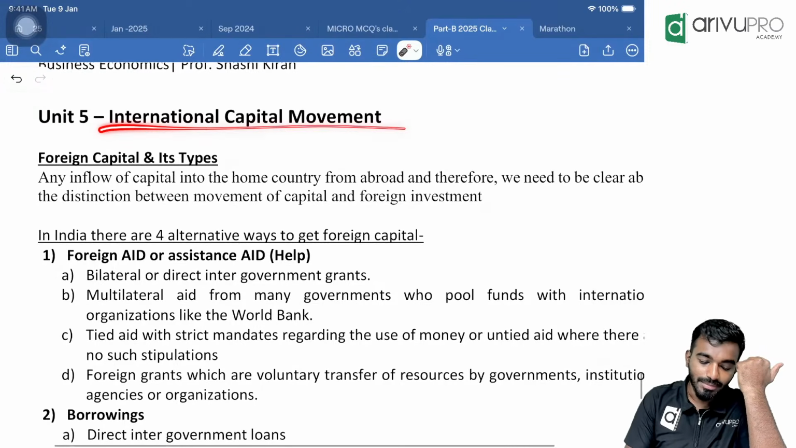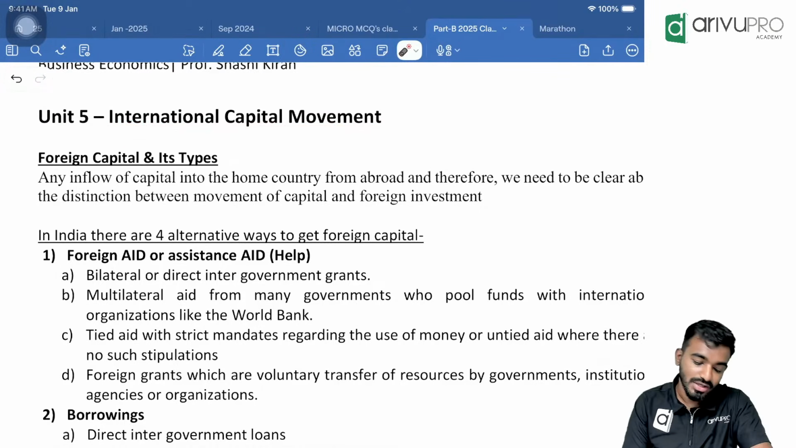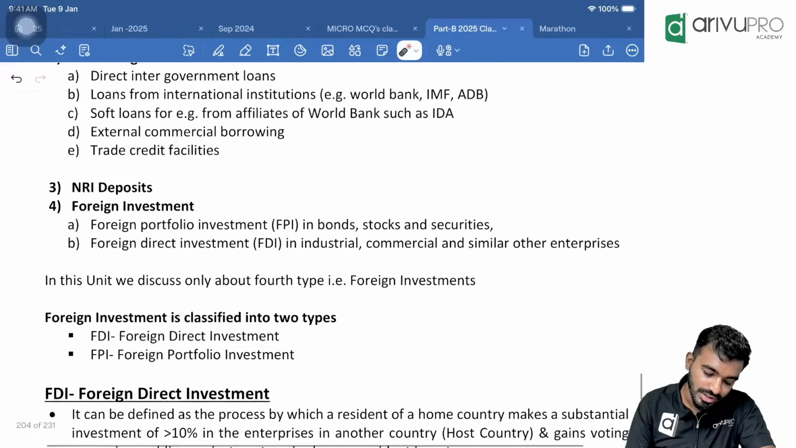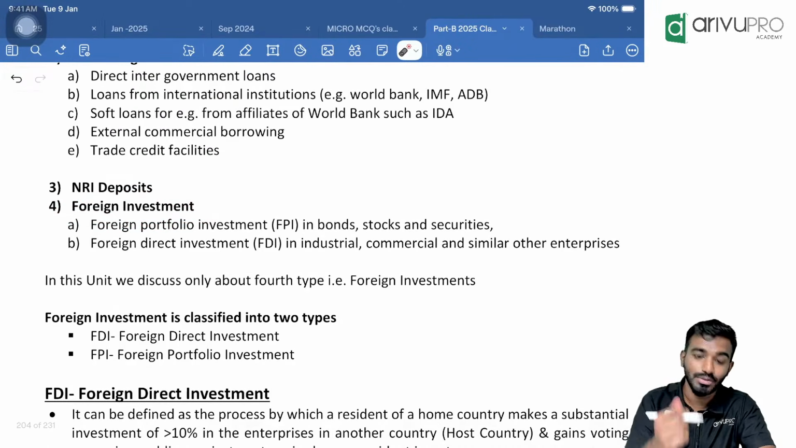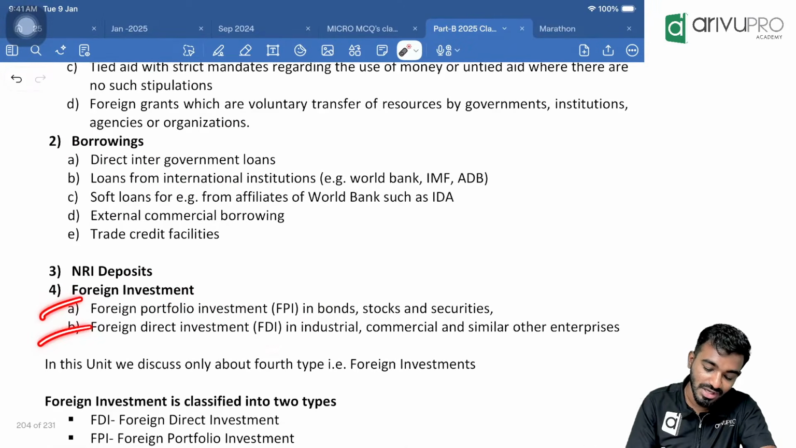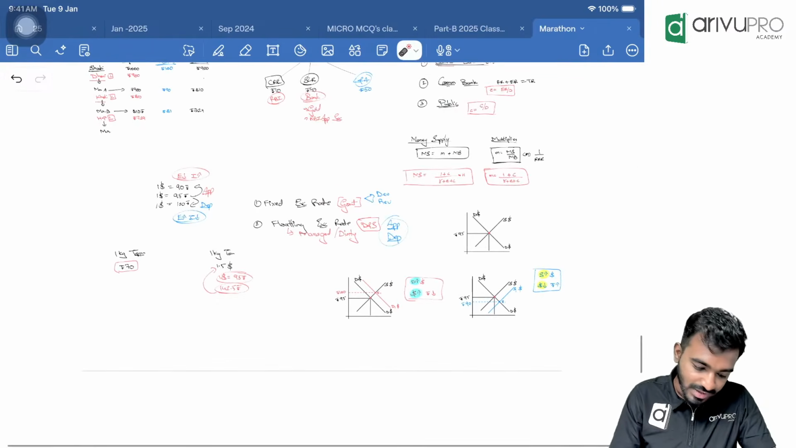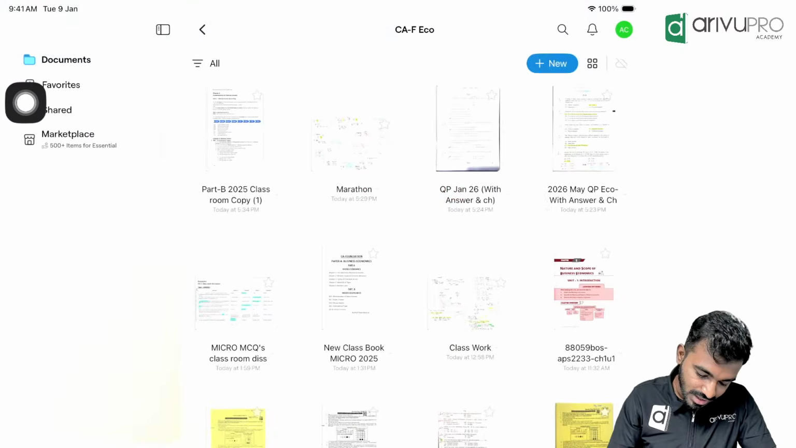So, international capital movement. When we speak about capital movement, we should be very clear about what is capital movement and what is foreign investment. In this chapter, we are more interested in foreign investment rather than capital movement. In foreign investment, we are speaking about two things here, FDI and FPI. Let me give a proper weight.